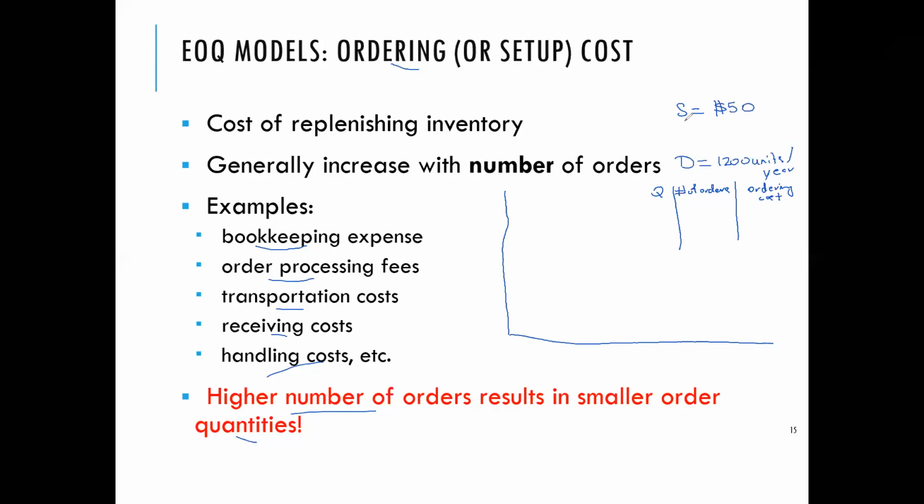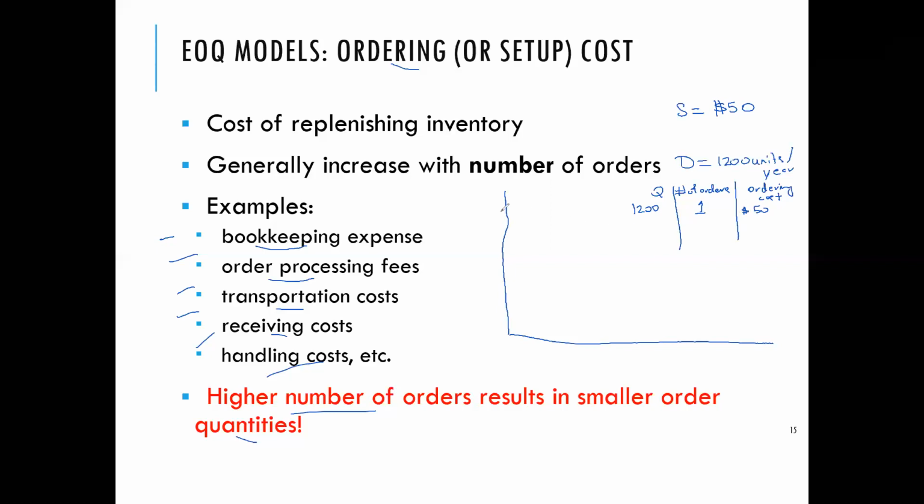So essentially what I'm saying is whenever I place an order, it costs me $50 to place that order. And that cost includes all these components, right? So now, if I place an order of 1,200 units, the demand for the entire year is 1,200. How many orders will I place in a year? And the answer is 1, right? I'll only place 1 order, and my ordering cost will be $50.